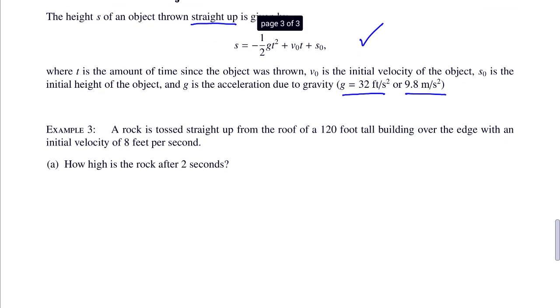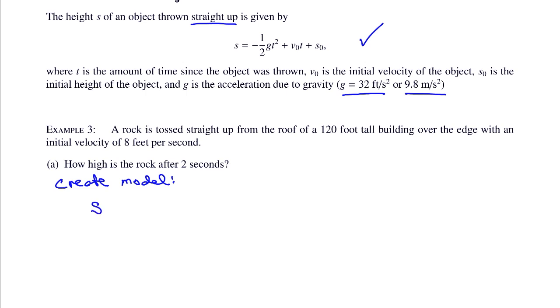Example 3. A rock is tossed straight up from the roof of a 120-foot tall building over the edge with an initial velocity of 8 feet per second. How high is the rock after 2 seconds? So to solve this problem, we first need to create the model, based on the formula above.